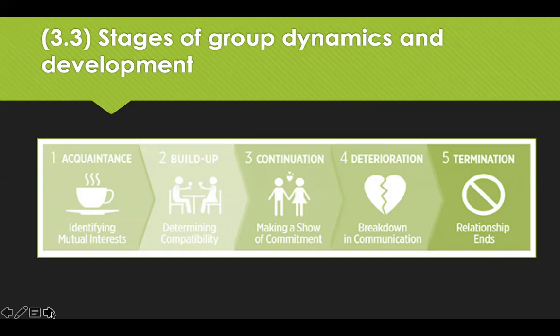D is for deterioration. Not all relationships deteriorate. Risk factors may lead to an imbalance of cost and reward, leading to dissatisfaction and deterioration. And then finally, E for ending. The relationship ends due to the deterioration and individuals separate.